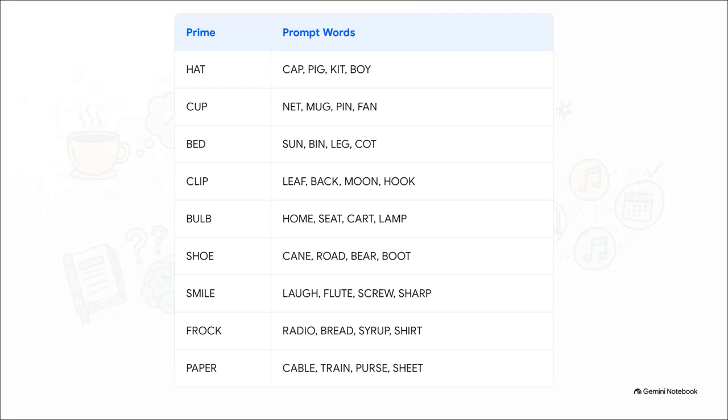We run this whole experiment in a single series across 10 specific sets. Take a look at the first set there. The prime word is hat. The prompt string is cap, pig, kit, boy. See how cap is semantically associated with hat? Or look at bed. The prompt string is sun, bin, leg, cot. Cot is the semantic associate.